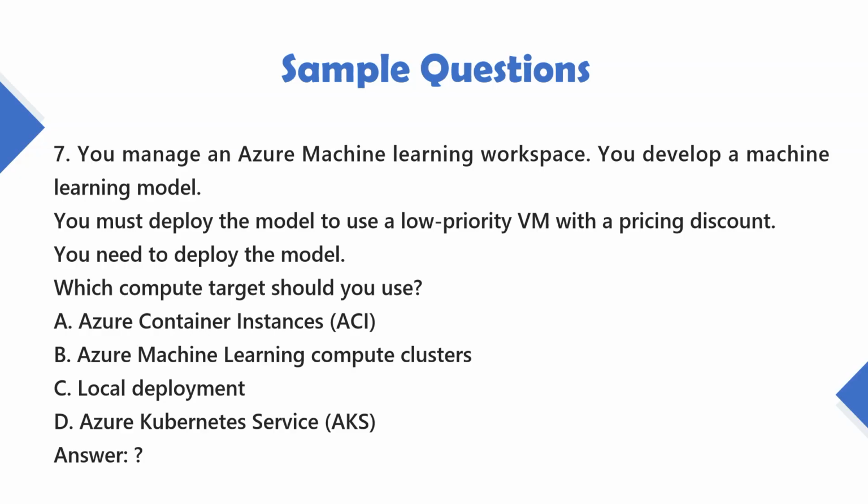7. You manage an Azure Machine Learning workspace. You develop a machine learning model. You must deploy the model to use a low-priority VM with a pricing discount. You need to deploy the model. Which compute target should you use? A. Azure Container Instances, ACI. B. Azure Machine Learning Compute Clusters. C. Local Deployment. D. Azure Kubernetes Service, AKS.